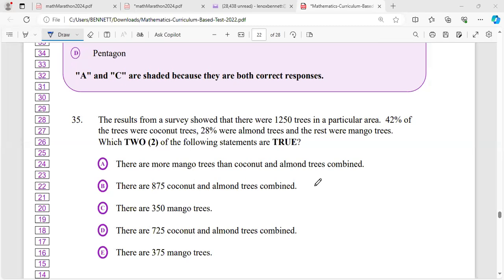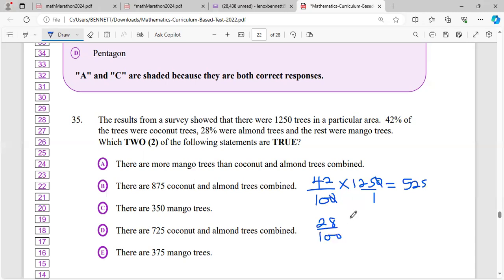Okay, so the question says the results from a survey showed that there were 1,250 trees in a particular area. 42% of the trees were coconut trees, 28% were almond trees, and the rest were mango trees. Which two of the statements are true? First of all, we start off finding the percentage. So 42 over 100 times 1,250 over 1, and that gives a total of 525 coconut trees. Then you move on to the almond trees, which is 28%. 28 over 100 times 1,250, and your total would be 350 trees.